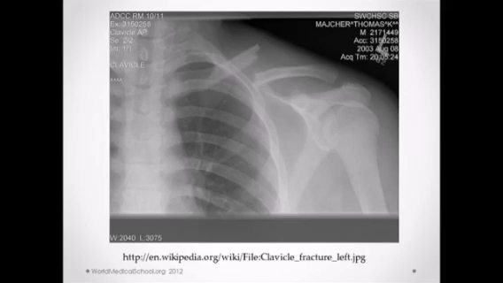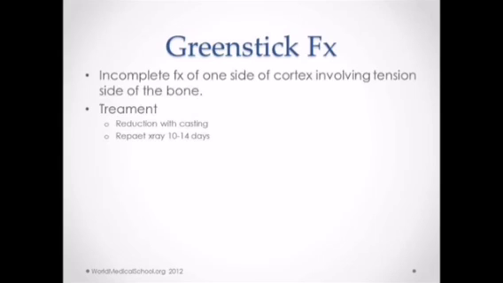This image shows a radiograph of a clavicle fracture, showing that the medial portion is extended superiorly due to the sternocleidomastoid. A greenstick fracture is an incomplete fracture involving only one cortex, the cortex of one side, which is the tension side of that bone. Treatment includes reduction with casting and then a repeat x-ray in 10 to 14 days.